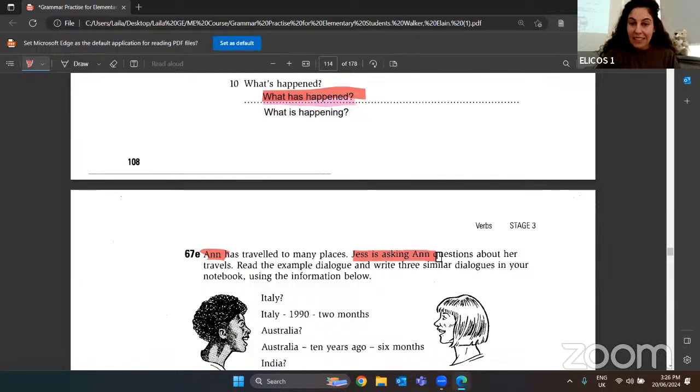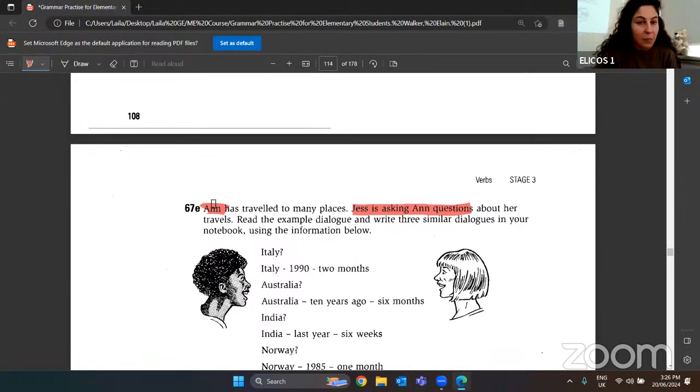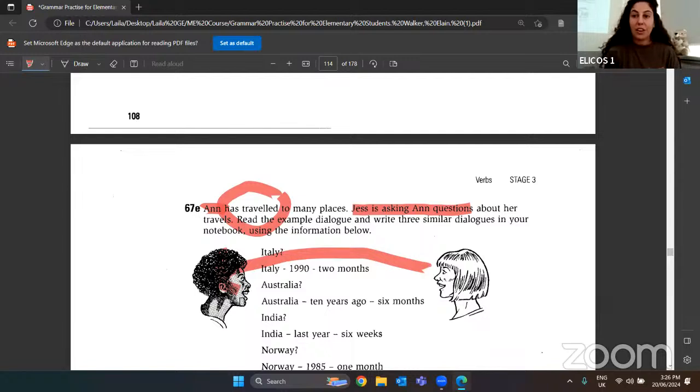Jess is asking Anne questions about her travels. So remember, she has traveled. This means she's already done it in the past, so it's not happening now. Jess is talking to her about the trip she went on in the past. So they're having a dialogue, which means a conversation. Let's write the conversations.